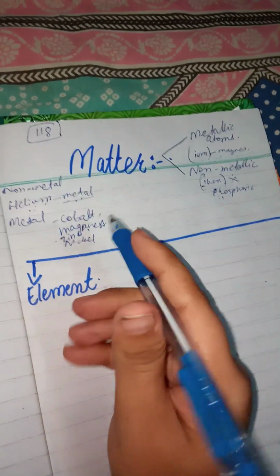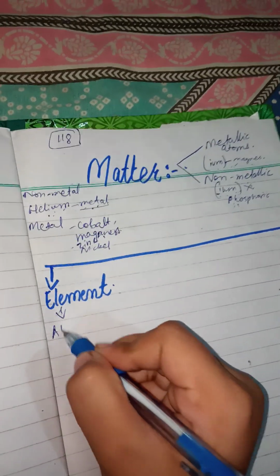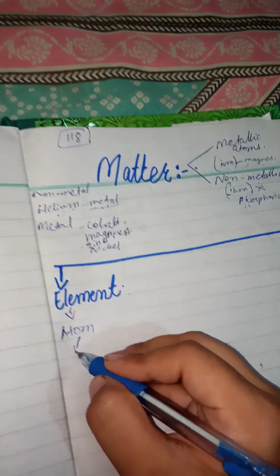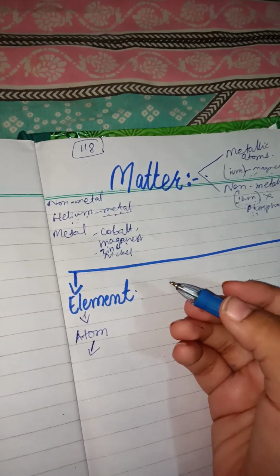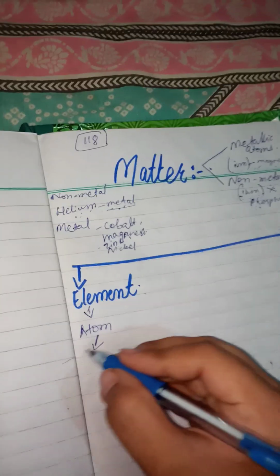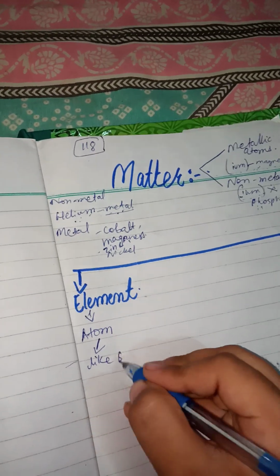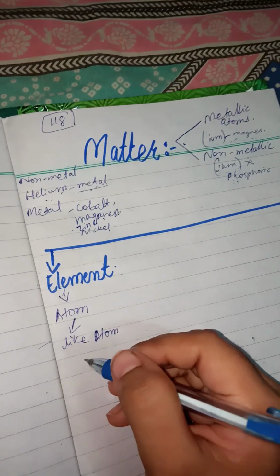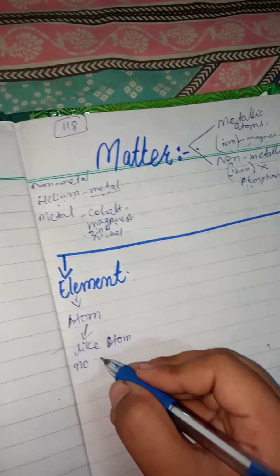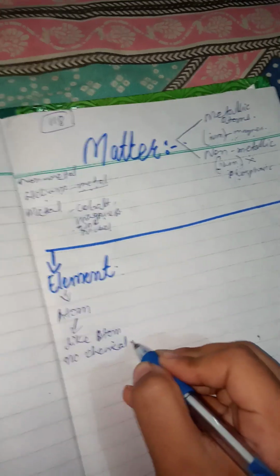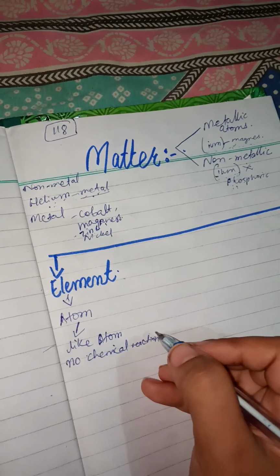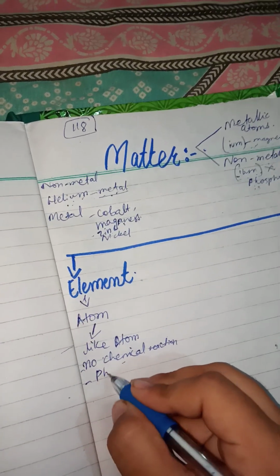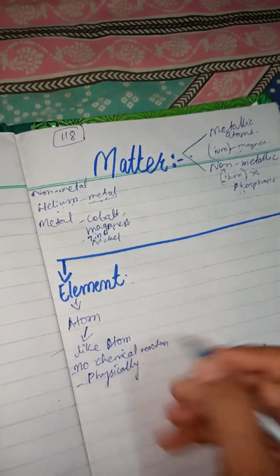So what is this element? Element is formed through the atom. What is an atom? Atom is the smallest particle. And what kind of atom? Here the question arises, this can be a different atom or the same atom as well. Here it means the same atom, like atoms, and these are combined together with no chemical reaction. So how could they combine together without a chemical reaction? They will combine together physically.